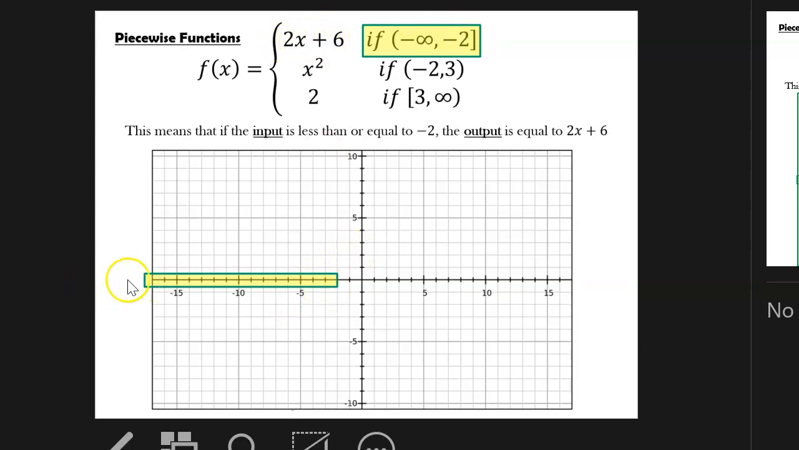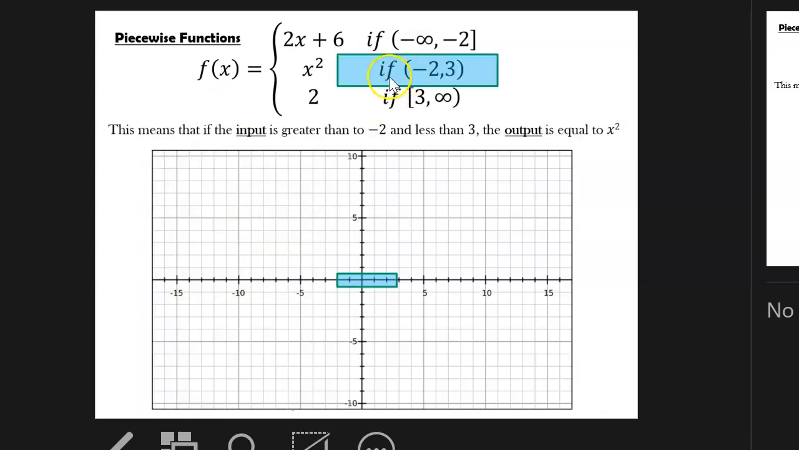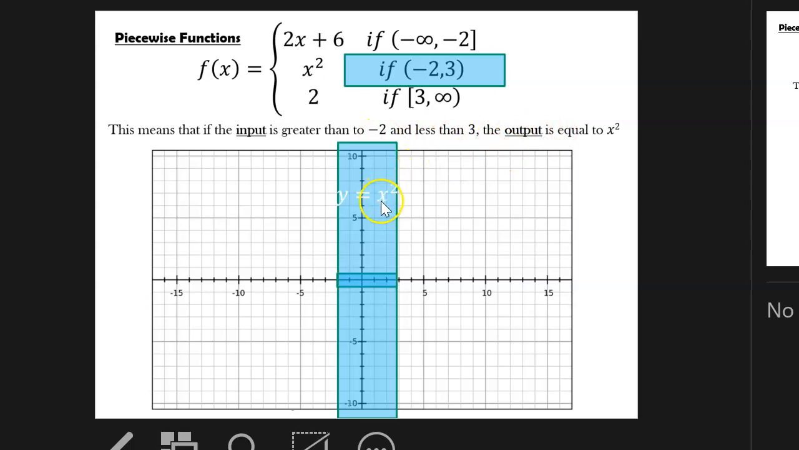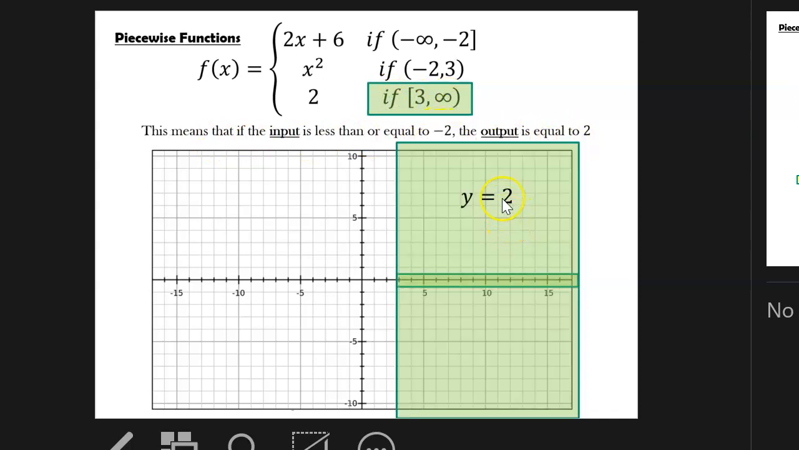So any value from negative infinity all the way up to negative 2, we're going to get y values that follow this rule, 2x plus 6. The middle section, negative 2 to 3, means that if the input, our x values, are greater than negative 2 and less than 3, then the output follows the rule y equals x squared. And lastly, our bottom row, if our inputs are greater than 3 but less than infinity, then the outputs follow the rule y equals 2.